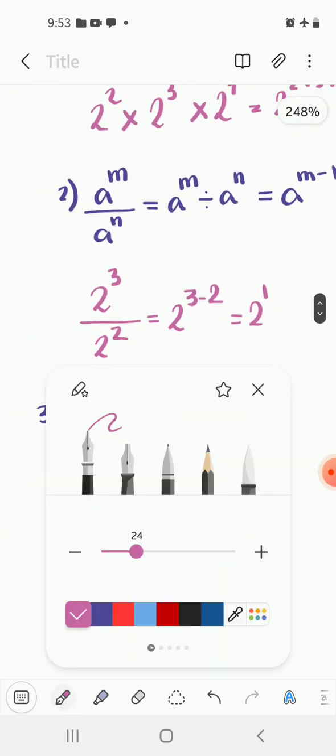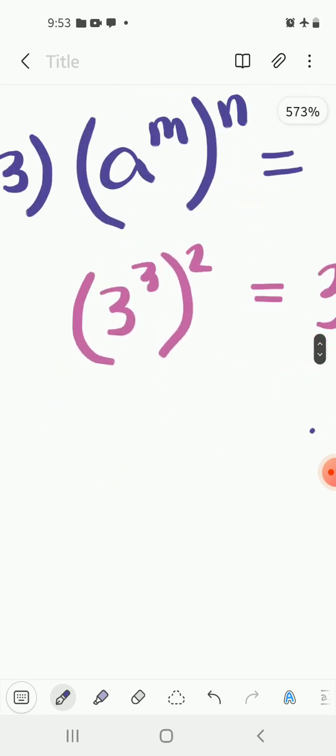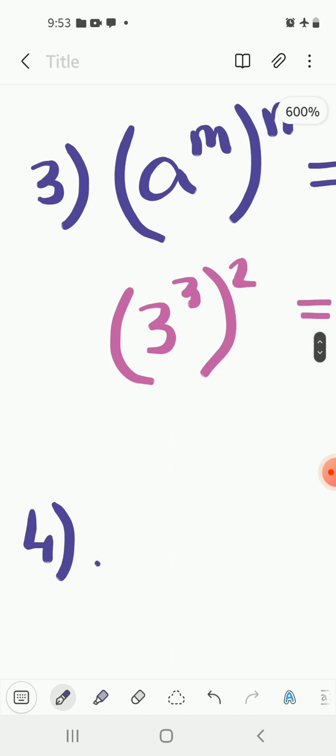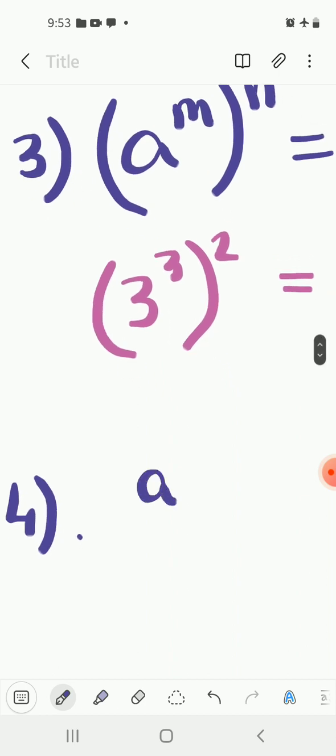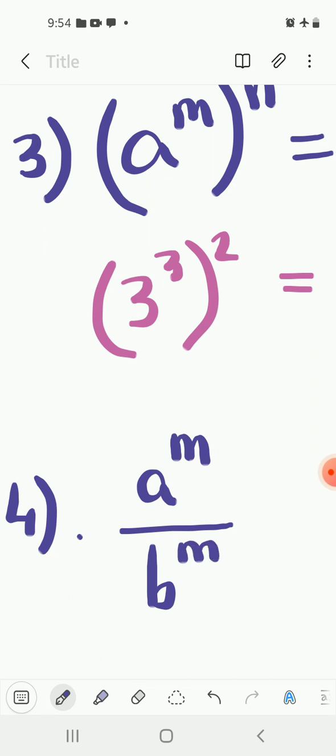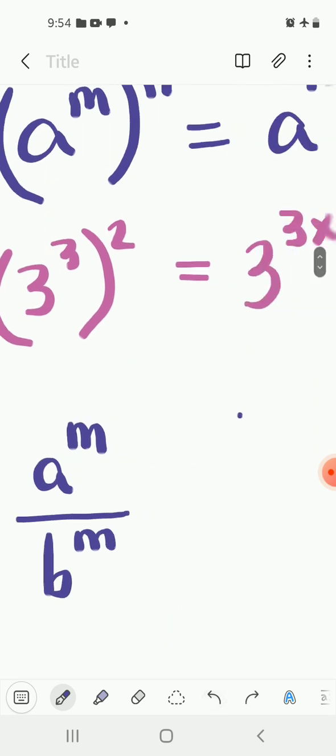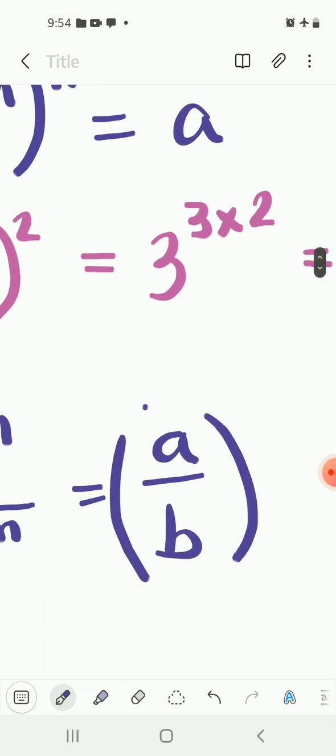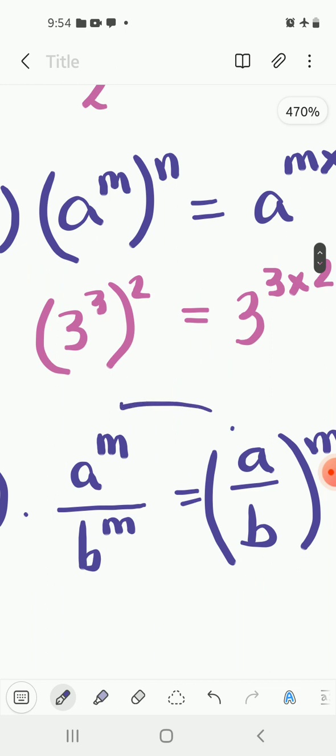We'll move on to the next one, that is law 4. This is a simple one. Now, if I get a number such as a to the power m by b to the power n, this time the powers are the same, but the base is different. It actually means you can write the whole thing a by b together and this whole thing to the power m, or vice versa.